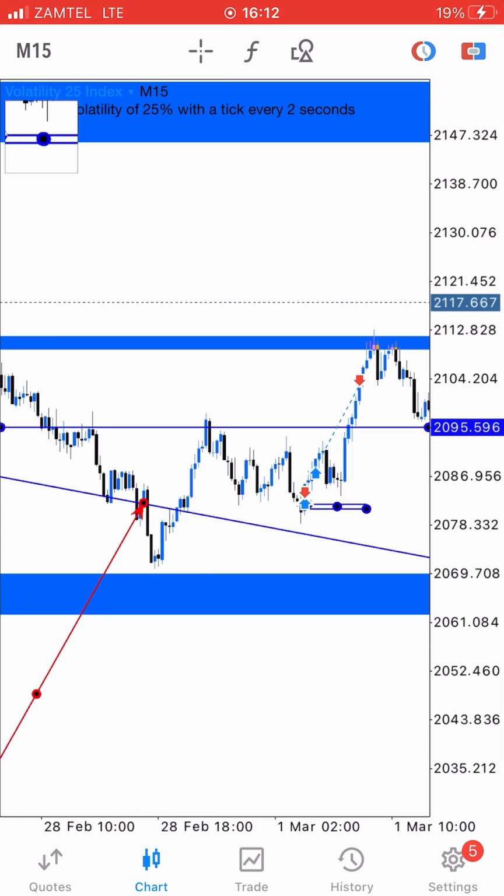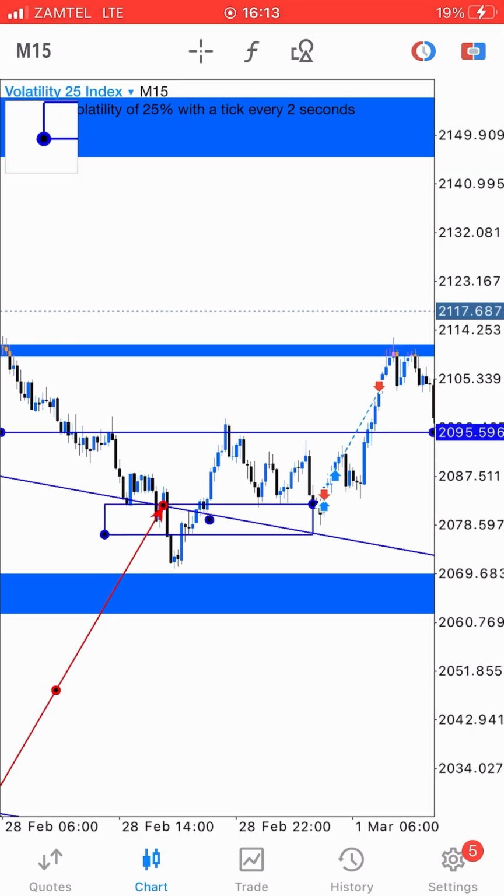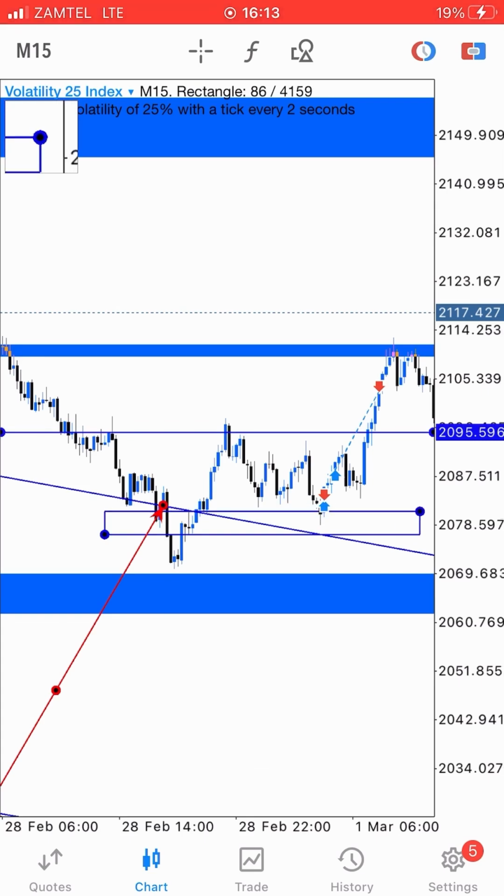So all I had to do is mark my support, mark my demand zone or fair value gap. You can either use a fair value gap or you can use a demand level. In this case, I used this demand level right here, as you can see in 15 minutes time frame, right? But I had to scroll down all the way to 5 minutes in order for me to be accurate. So this is the level that I used.